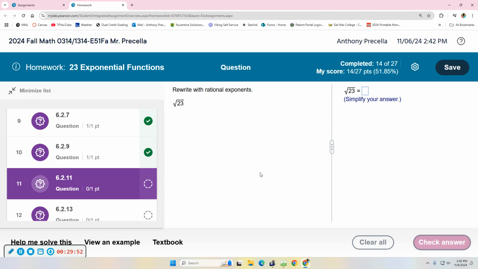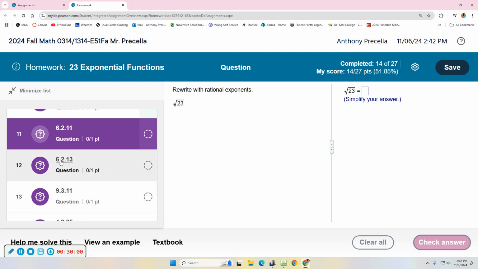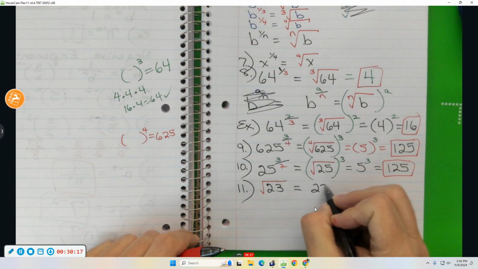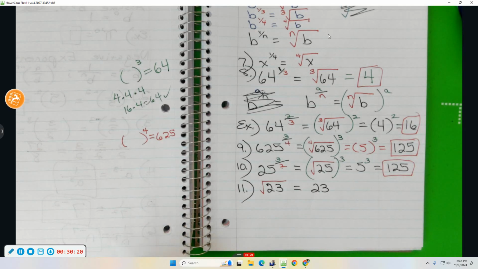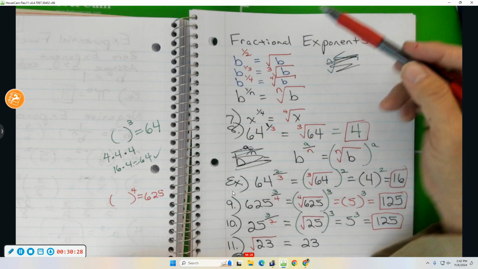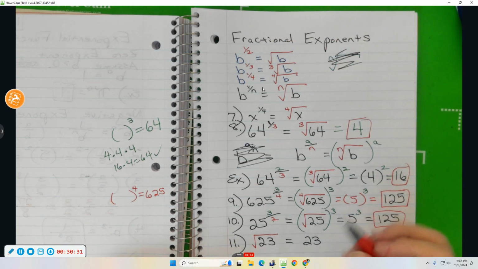Number 11. Okay, so you got to keep looking over here to see the problem number. Maybe y'all aren't interested in the problem number, but I like to have it labeled when we're working it out. We're doing problem 11. The square root of 23. They want us to write this, switch over, with a rational exponent. Okay, that's 23. What's the exponent I'm going to put on the 23? A half. Okay, a square root is the same thing as the exponent of 1/2.